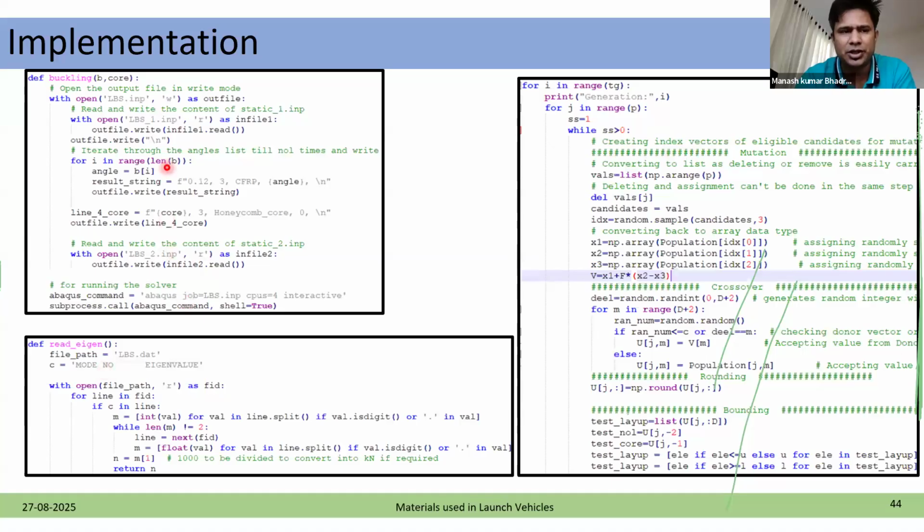The eigenvalue will be read subsequent to this buckling analysis, and a similar analysis will be carried out for the static structural analysis, in which the stresses in the various layers in the principal direction will be read and compared with the strength. This is the snippet to show how the iterations progress for the different steps of the differential evolution algorithm.